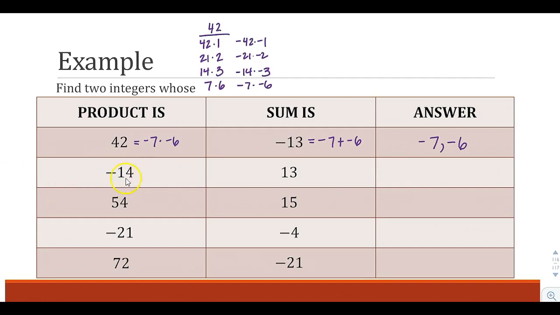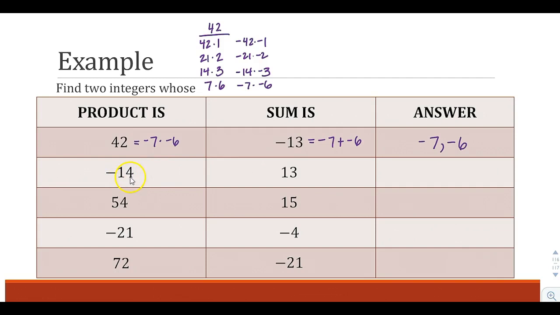So let's move on and try negative 14. We can absolutely create a list every time like this and think about all of the products that will give us negative 14 and add to 13. But we might want to be a little strategic about it and not try every single possibility.